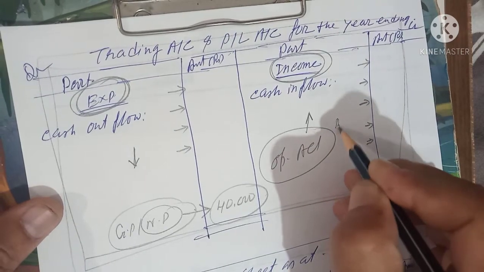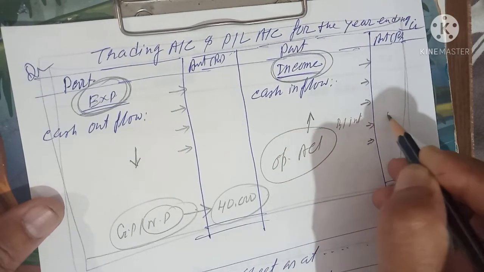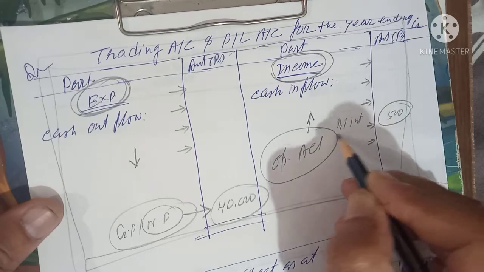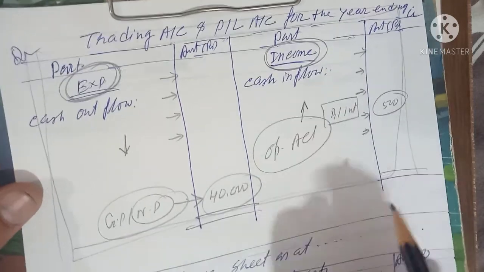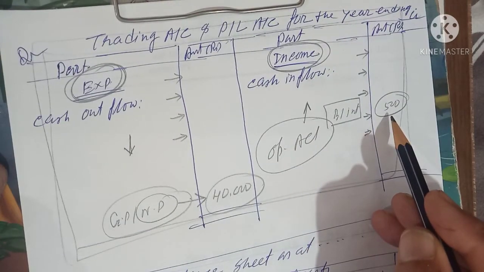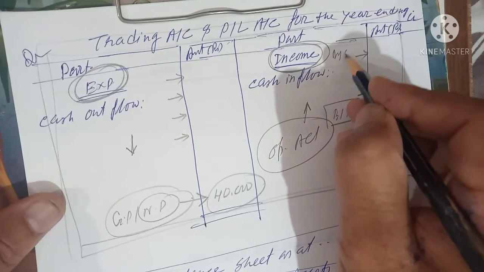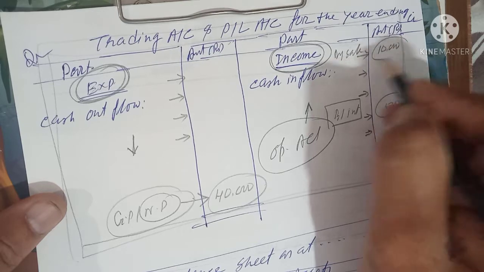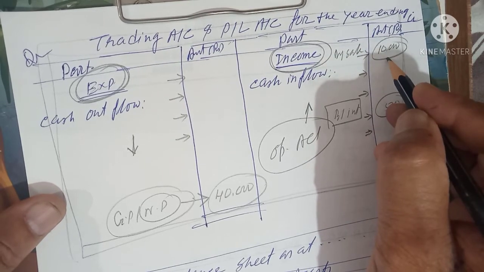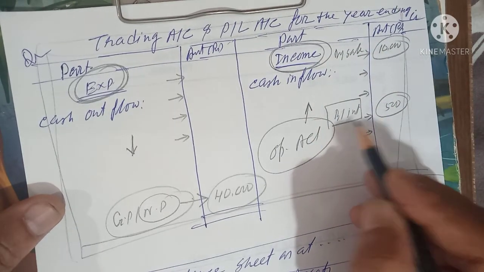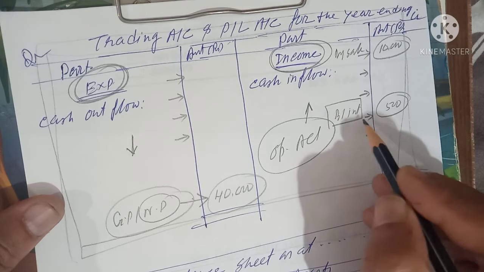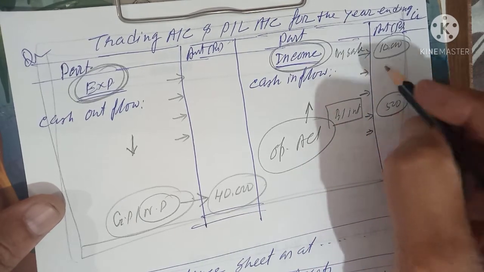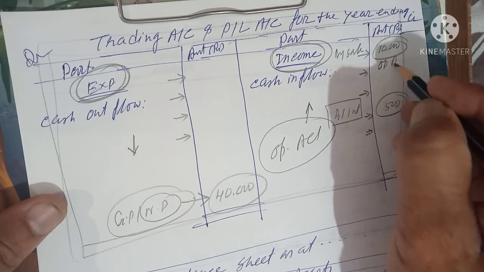Suppose it is given: bank interest 500. Bank interest 500, which you wrote on the credit side of the profit and loss account. Is it correct? On this side, suppose by sale you wrote 10,000. By sale is your income, cash is coming in. By interest also cash is coming in, but this is called operating activity.